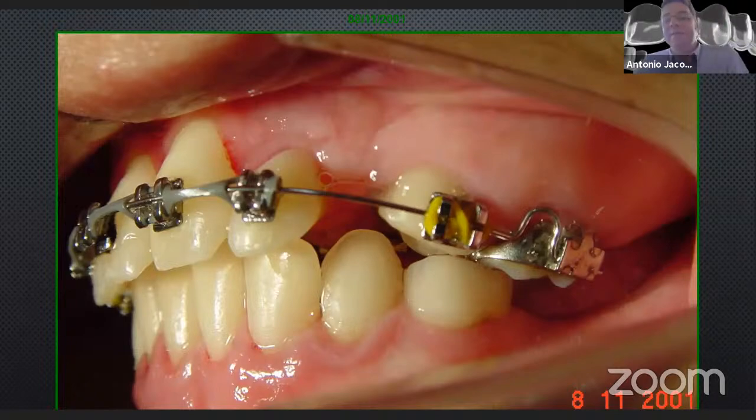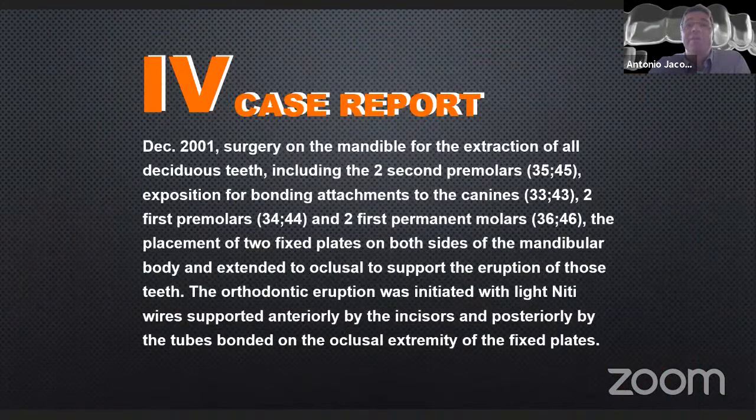You can see that the posterior teeth have erupted a lot. I didn't use any type of skeletal anchorage at that time, but we thought that we could make the surgery on the mandible for the extraction of all those deciduous teeth that were impacted, including the second premolars.